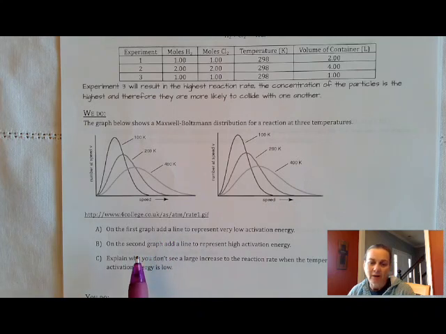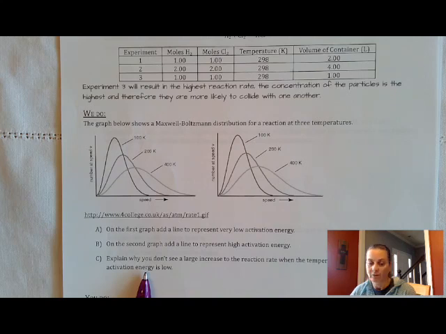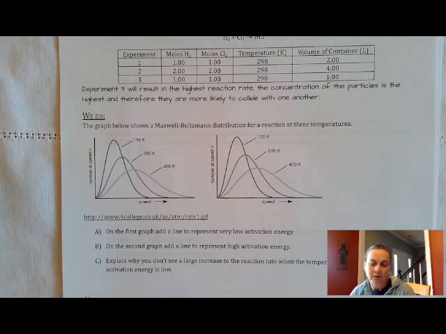And on the second graph, add a line to represent high activation energy. And then it asks you to explain why you don't see a large increase in the reaction rate when the temperature is increased if activation energy is low. So again, I'm going to ask you guys to pause me, work through this together, and then come back and check.